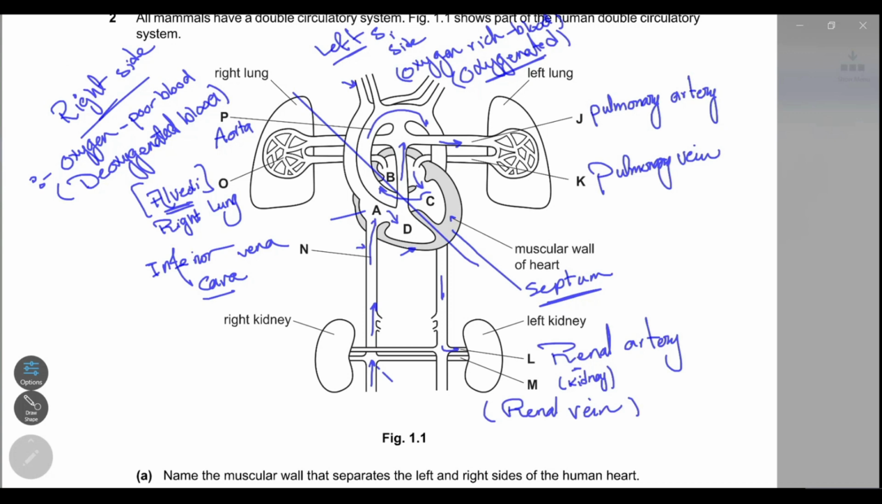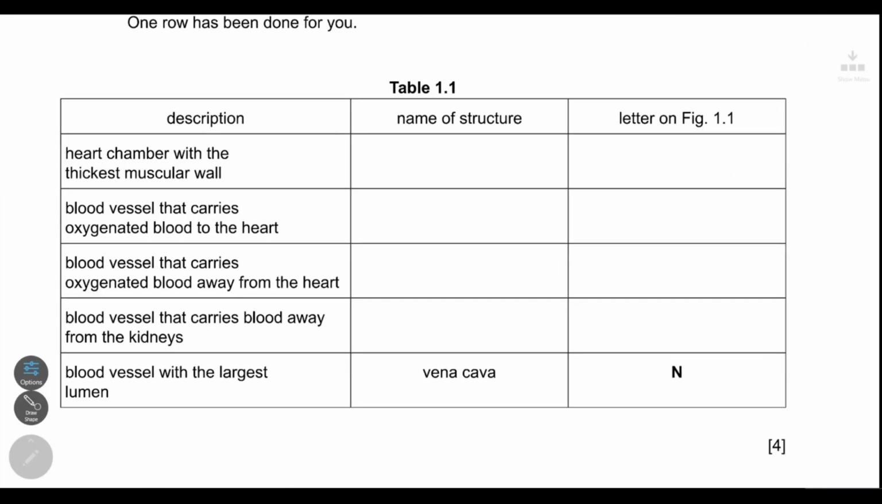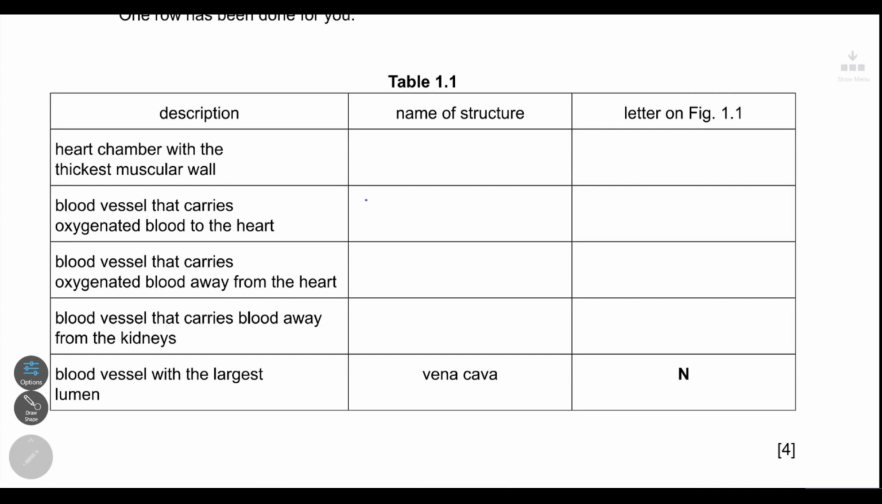Okay. So we labeled everything so easily, we can find out the answer for this part of the question. The heart chamber with the thickest muscular wall, surely it is the left ventricle. It was the letter C in the previous page. Blood vessel that carries oxygenated blood to the heart. Of course, the pulmonary vein. It was labeled K.